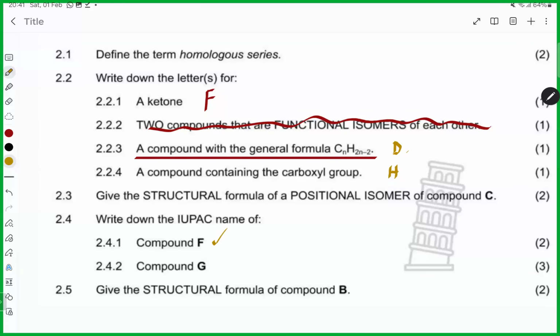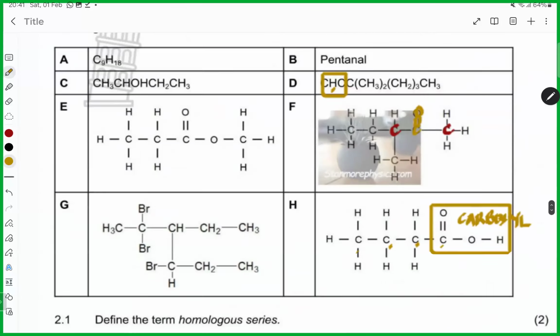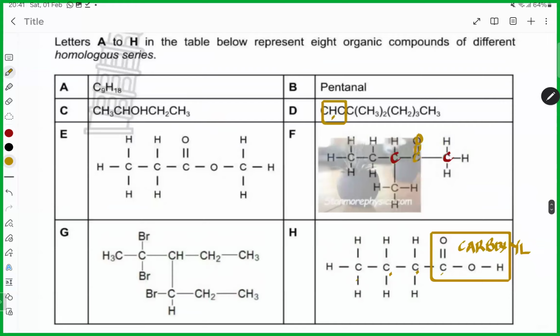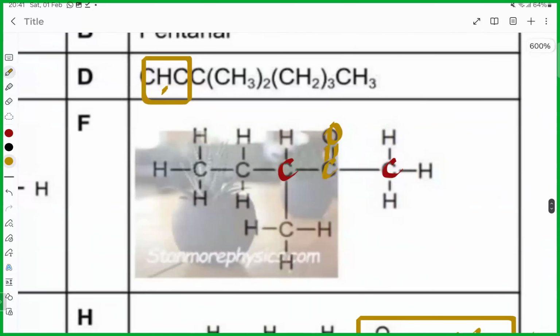IUPAC name of F. Somebody new, please. Okay, anyone?